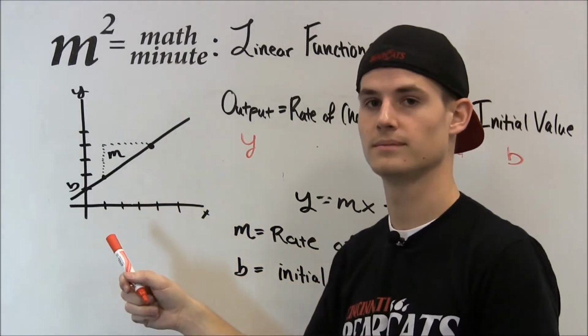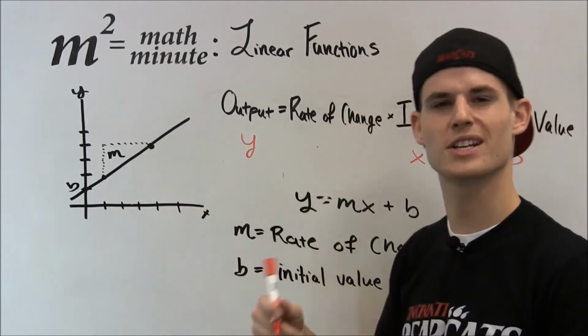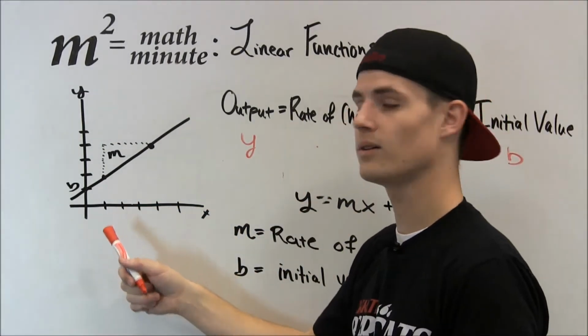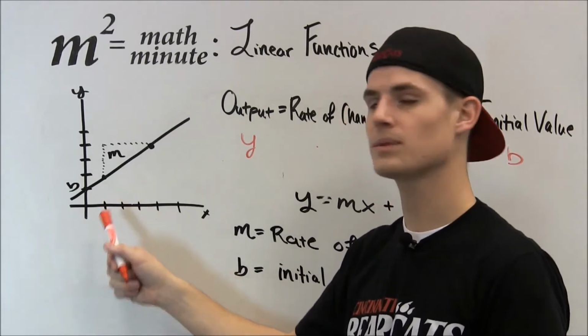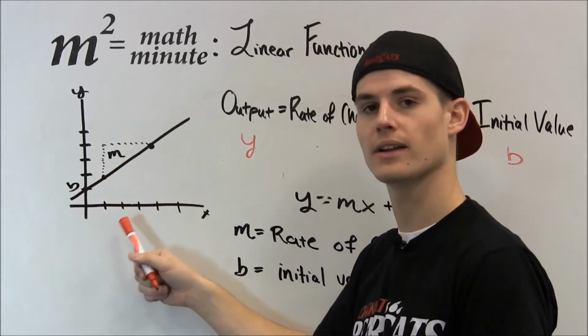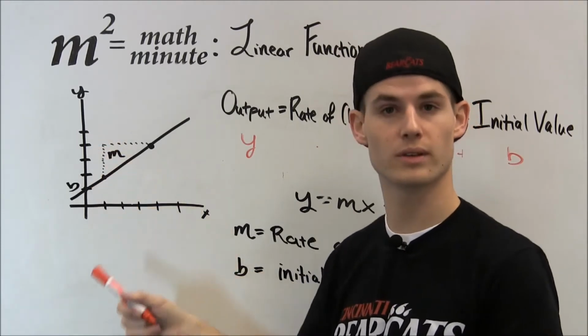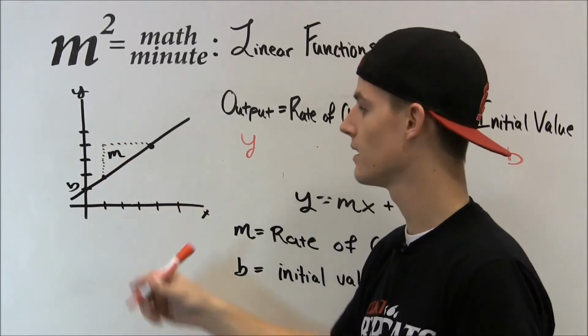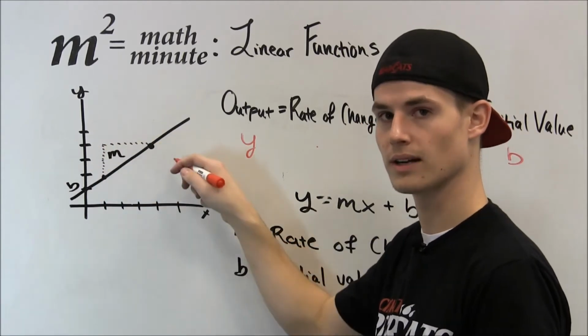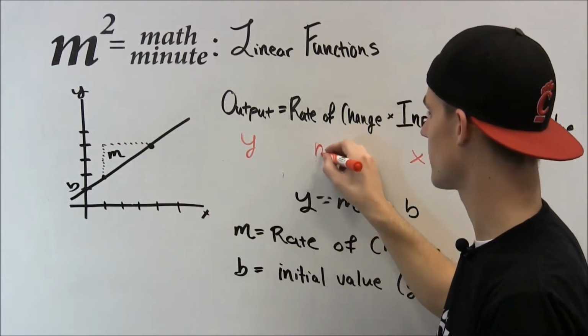Now this m, I'm sure we can assume that it's the rate of change, but why? What does that mean? Well, what we're trying to find out is how much y changes as we move along x. So how much does y increase or decrease as we move along x? That's why we do rise over run. So that's what the rate of change is, m.